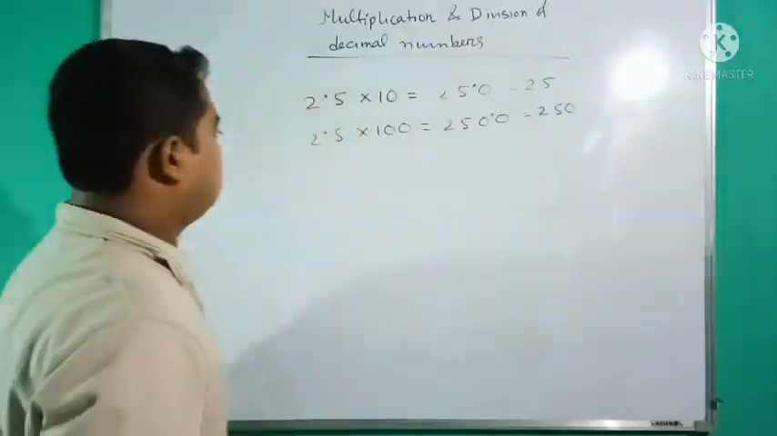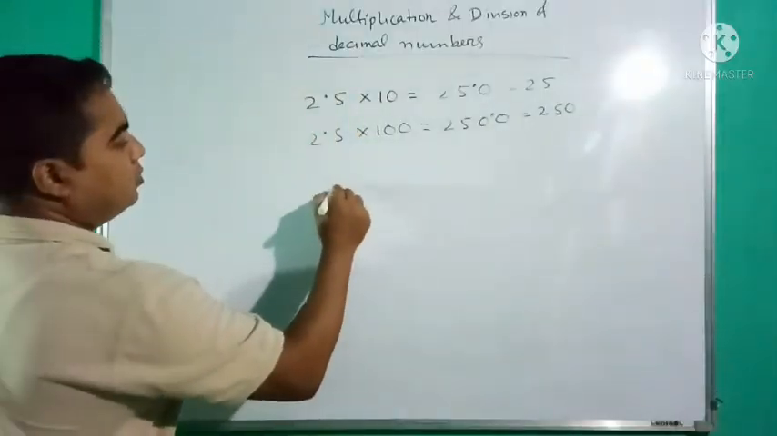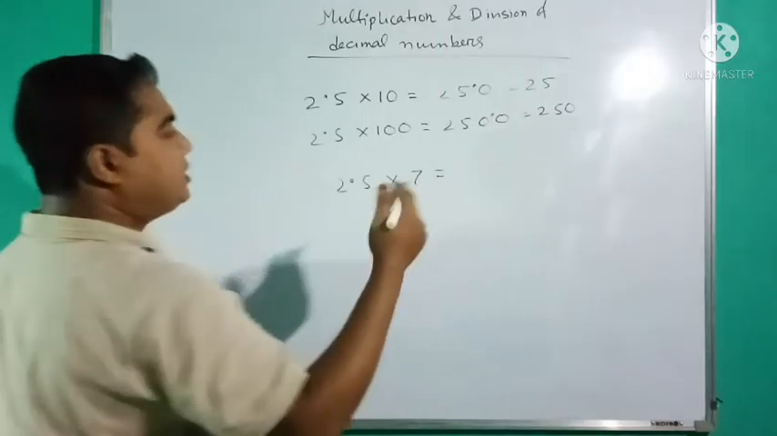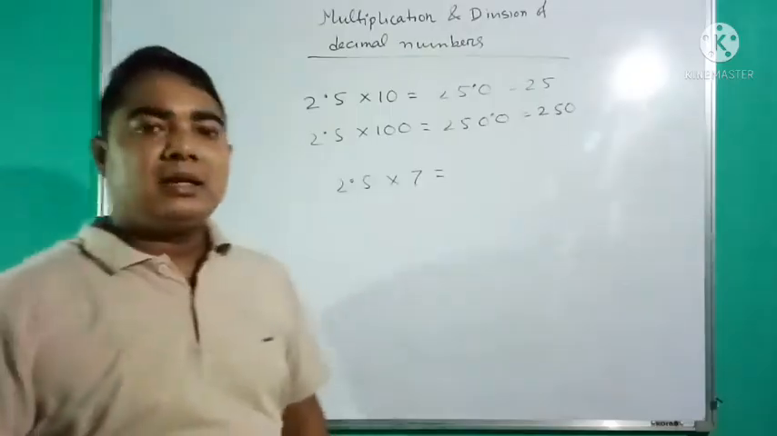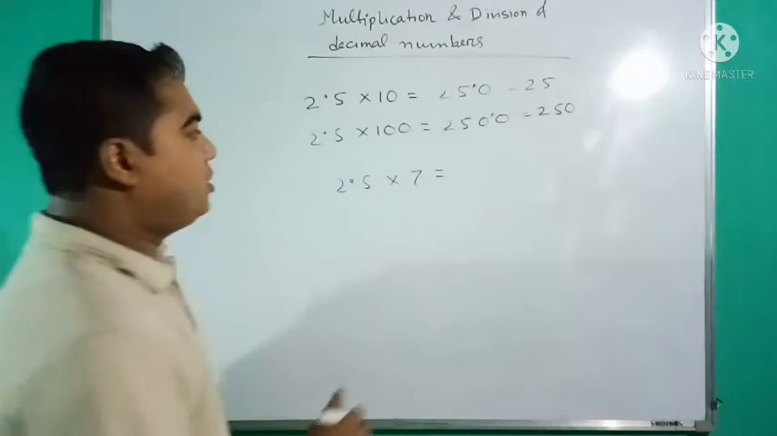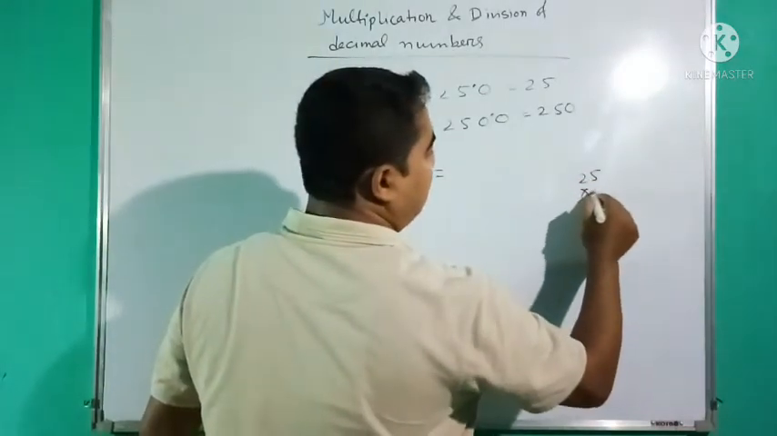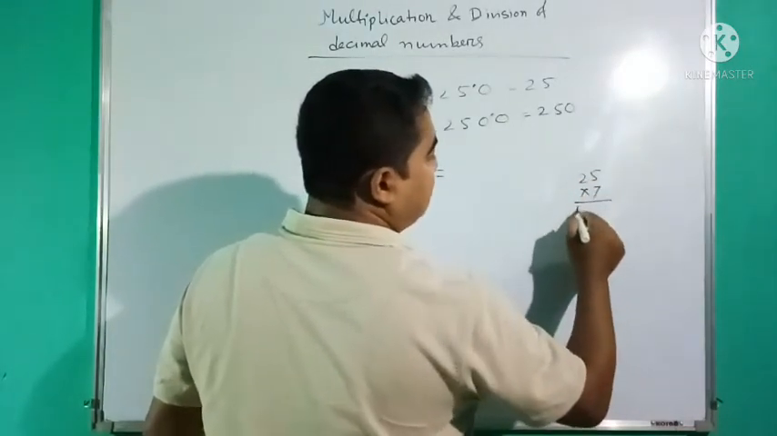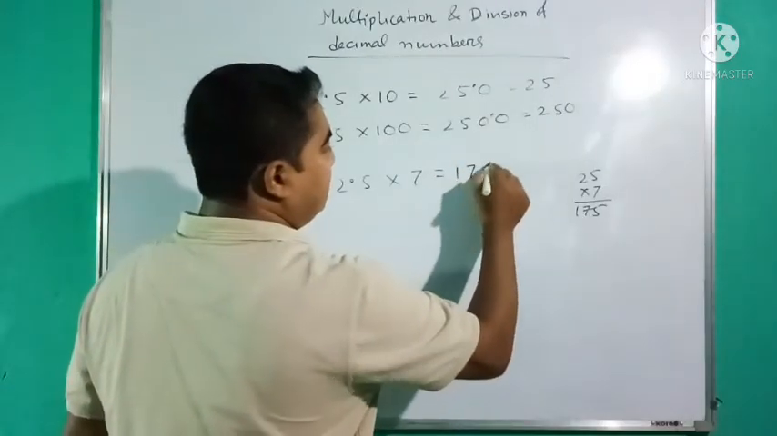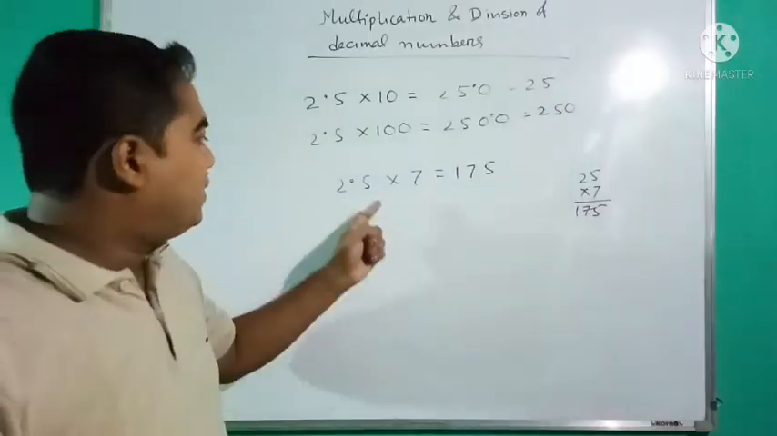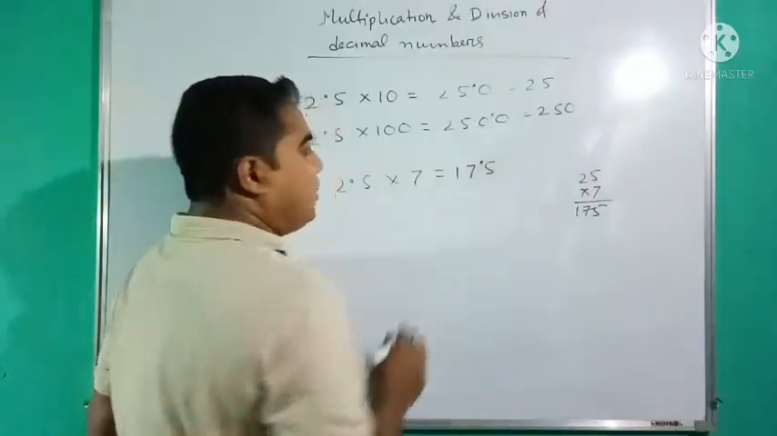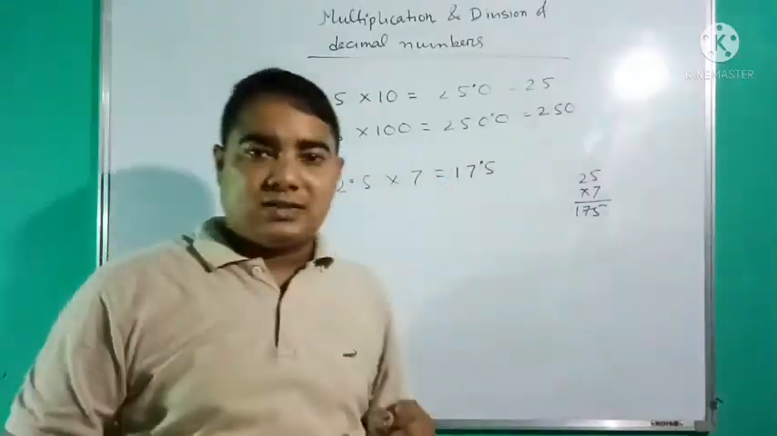Okay, next question. Again, 2.5 multiplied by 7. At first think of it as 25, like the previous question. 25 multiplied by 7. 7 fives are 35, then 7 twos are 14, plus 3 is 17, so 175. Now count how many decimal places? One decimal place. So you can write it as 17.5. That is after one digit.